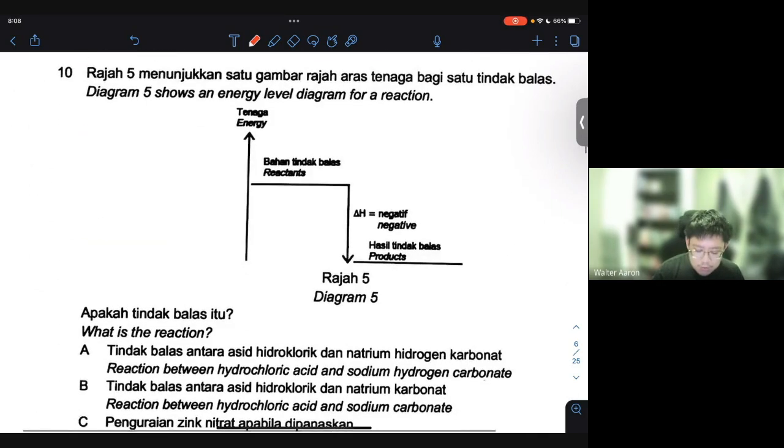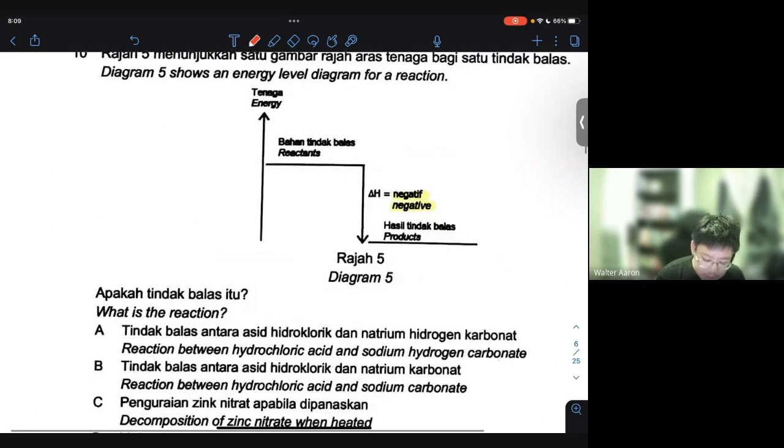Number 10, diagram 5 shows the energy level diagram for the reaction. So we have an exothermic reaction, because you see over here the arrow goes downwards, so that represents an exothermic reaction. And also the delta H value is negative, which also proves that it is an exothermic reaction. So just keep in mind that this is an exothermic reaction, and use that as a hint to answer your question.